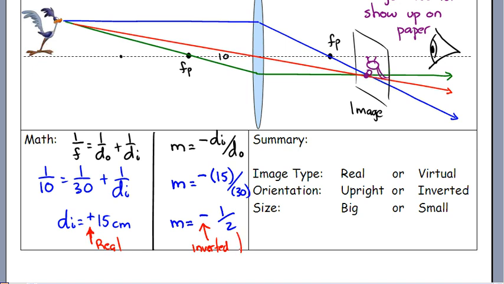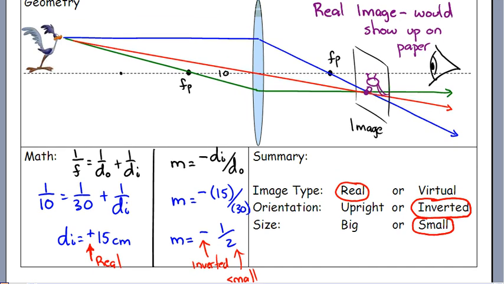And the fact that it's a half tells me that it's going to be small. So either with the picture, the ray diagram, or with the math, I can see that, yes, we're going to get an image. It's going to be real. It's going to be inverted. And it's going to be small. That happens every single time you put your object somewhere past two focal lengths out. You'll find you get this nice real image, but it's inverted and it's small.